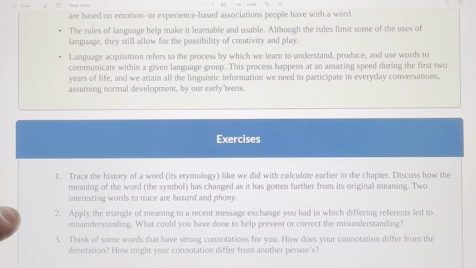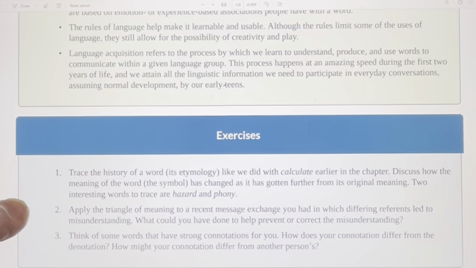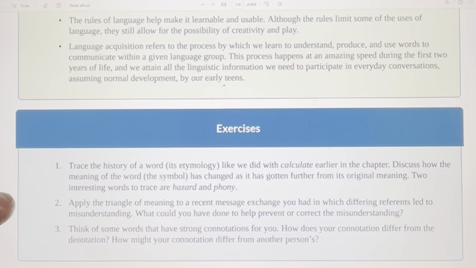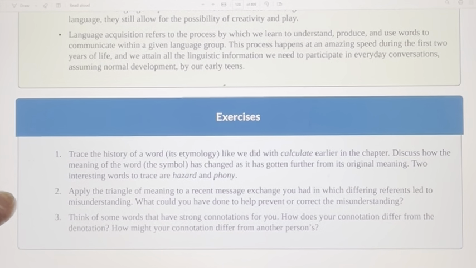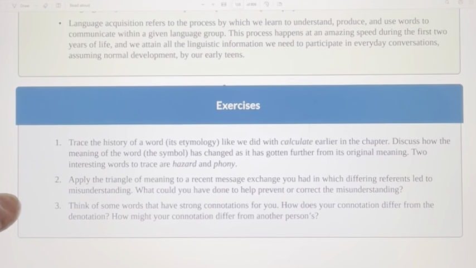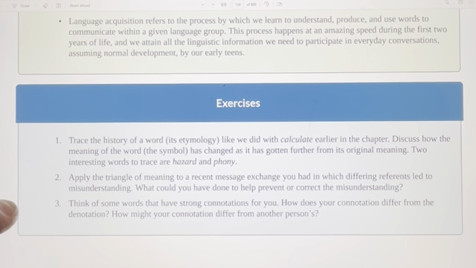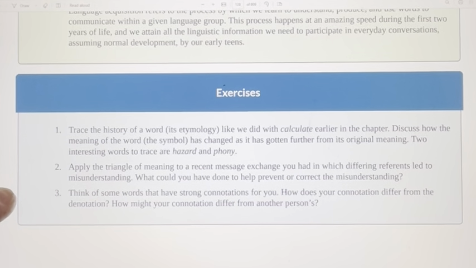The rules of language help make it learnable and usable. Although the rules limit some of the uses of language, they still allow for the possibility of creativity and play. Obviously, rap music or some kind of way of communicating that breaks all the rules still communicates. Language acquisition refers to the process by which we learn to understand, produce, and use words to communicate within a given language group. This process happens at an amazing speed during the first 2 years of life, and we attain all the linguistic information we need to participate in everyday conversations, assuming normal development, by our early teens.